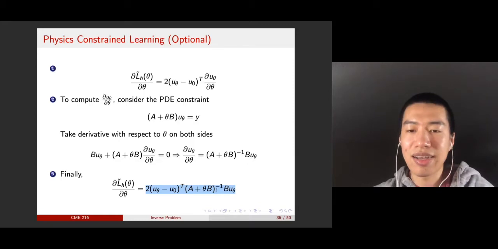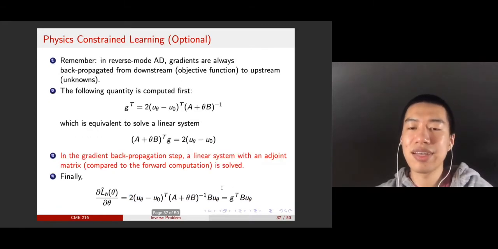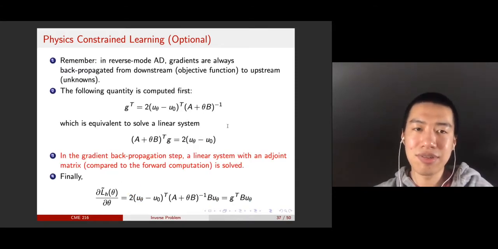Actually, there are two ways to compute this formula. The first one is to compute from right to left. The second one is to compute from left to right. So which one is a good way to do that, or are they equally good?